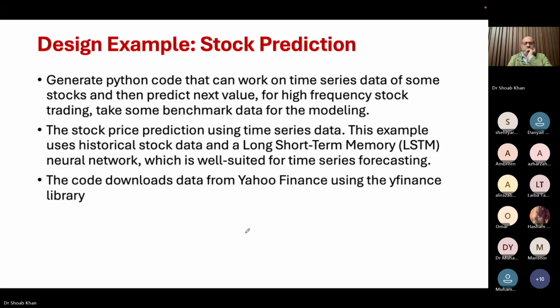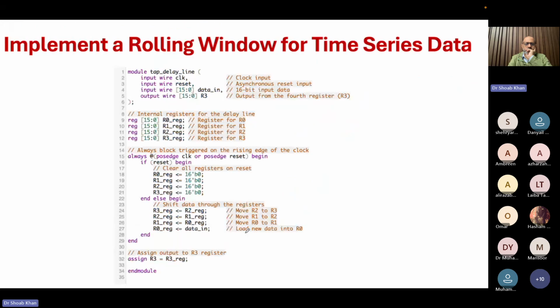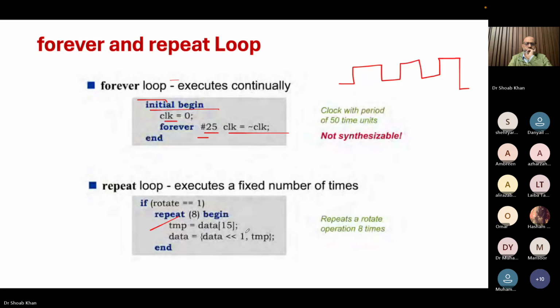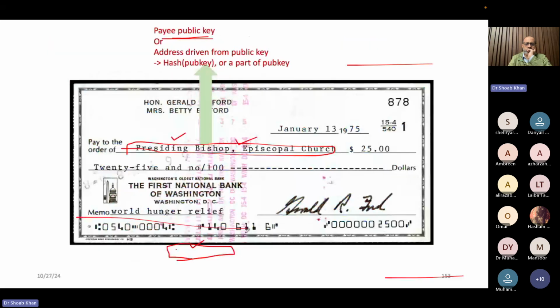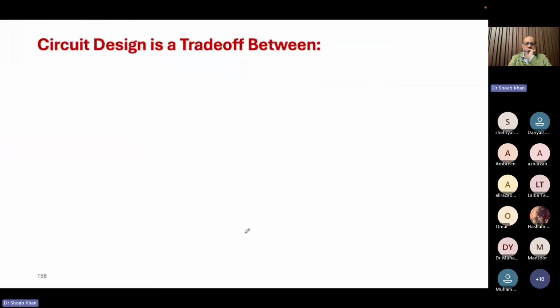So we have already seen a predictor working. This is the code that I have generated, and we have seen it all. And I was talking to you about the digital design. And yeah, so this is important.